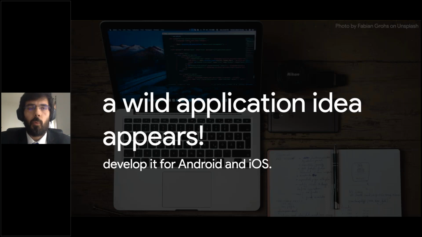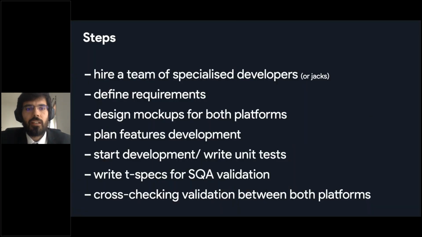Let's imagine that we have a wild application idea and we want to develop it for Android and for iOS. So basically, you will hire a team of specialized developers. You're going to define requirements, design mockups for both platforms, and please do this. It's really important that we don't have an Android application look like an iOS application and vice versa. You will need to plan the features development, start development, write unit tests, and cross-check validation between both platforms to guarantee that everything is working as expected and you have the same behavior on both platforms.